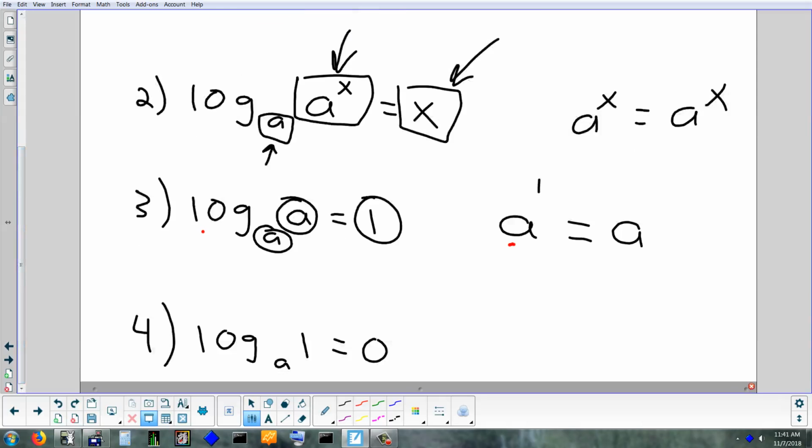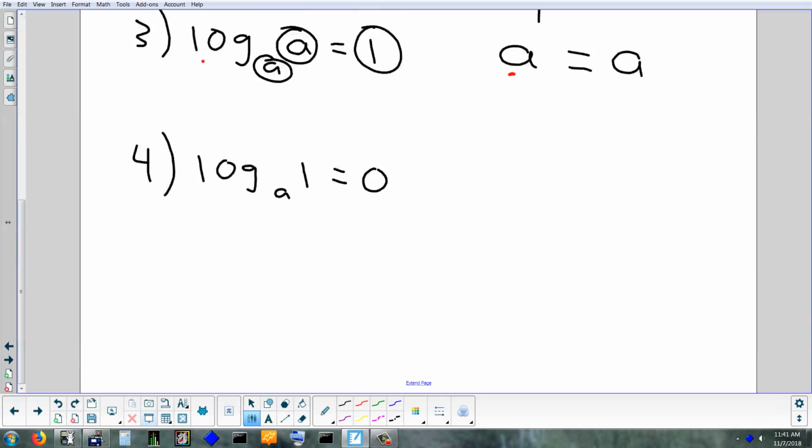Okay, and let's look at this one. Log base a of 1 equals 0. So if you take the log of 1, it doesn't matter what the base is. The answer is always 0.